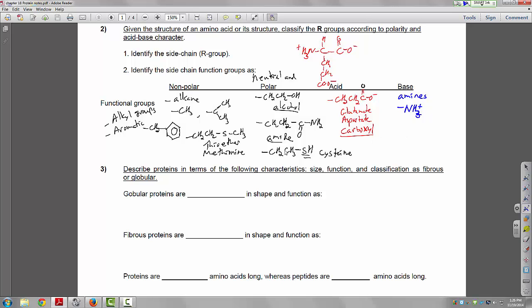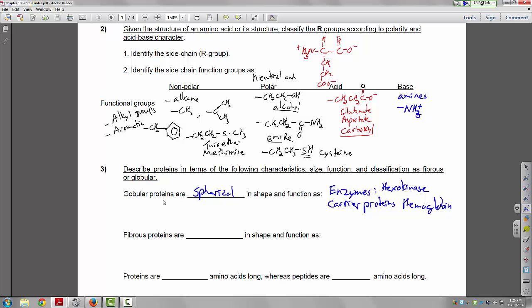Describe proteins in terms of the following characteristics. Globular proteins are spherical in shape. Typically they function as enzymes, or they could be carrier proteins, such as hemoglobin, which we studied, or it could be an enzyme like hexokinase, maybe. More or less spherical in shape.